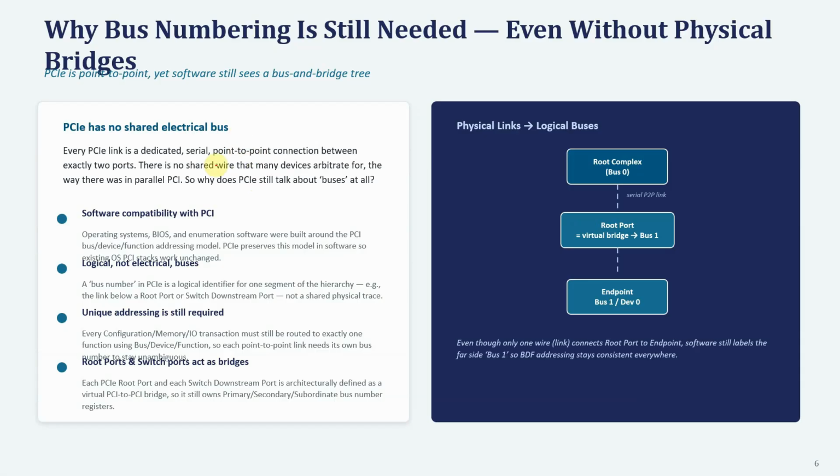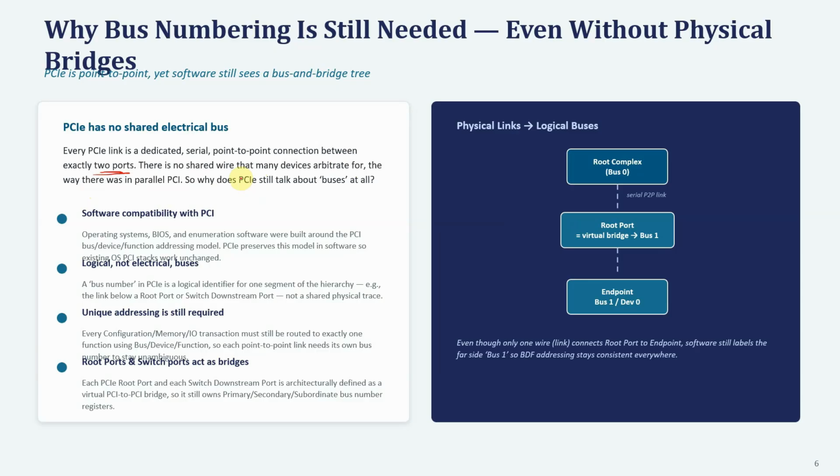So PCIe has no shared electrical bus. Every PCIe link is a dedicated serial point-to-point connection between exactly two ports, right? And there is no shared wire that many devices are connected to, the way there was in parallel PCI.